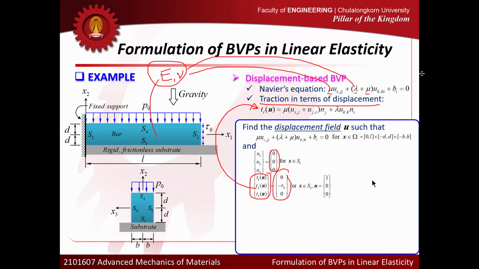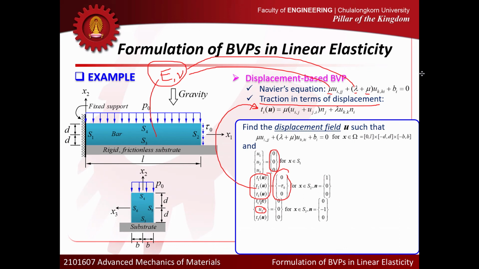And for the surface S3, we do exactly the same way. The second component here, we know U2. In the X2 direction, we know U2, so we just simply set U2 equal to 0 there. But for the X1 and X3 direction, we know traction.